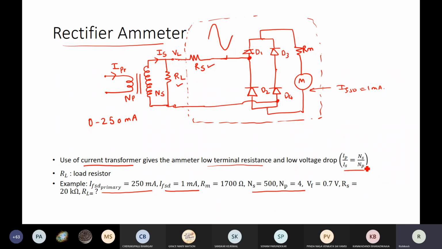So if NS and NP are given, what will be the secondary current? What will be the value of IS? It will be NP divided by NS into IP. So what is NP? 4 divided by 500, the secondary number of turns, into the primary current, which is given as 250. Now can someone tell, is this 250 RMS or peak?